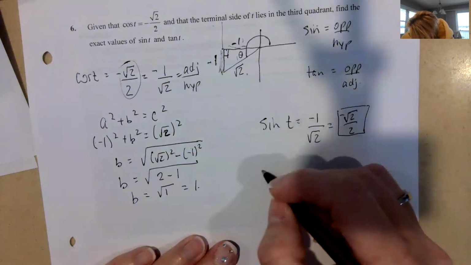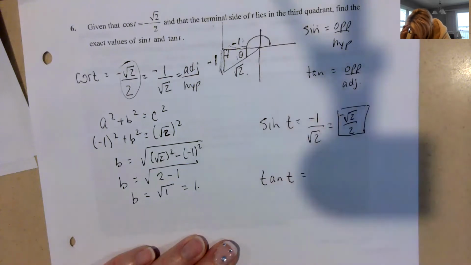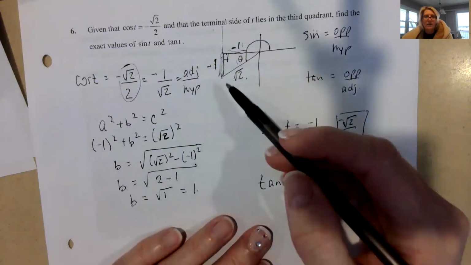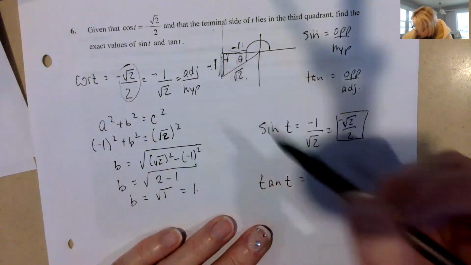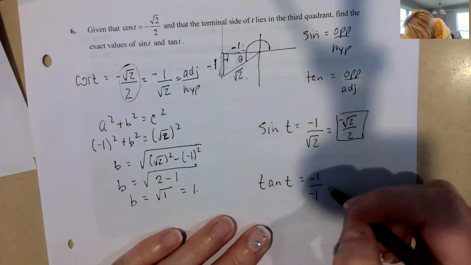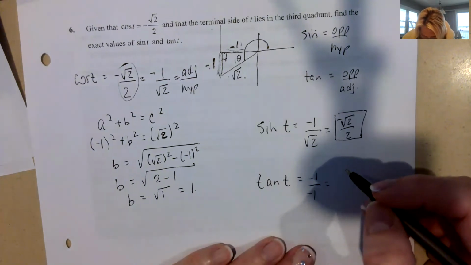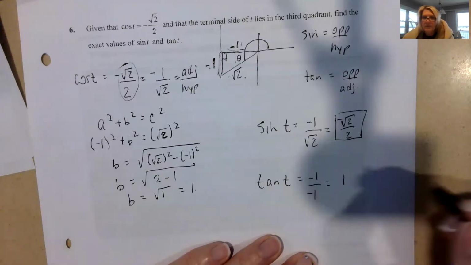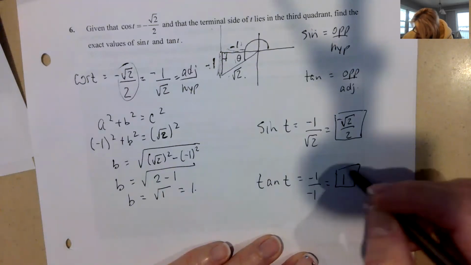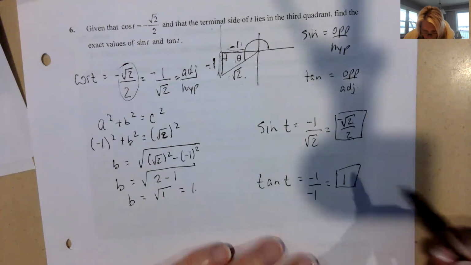Tangent t is the opposite over the adjacent. For that one, we don't even need to get the square root of 2 involved. It's just the opposite, negative 1, over a negative 1. So that should just be a positive 1. So sine t is the negative square root of 2 over 2, and tangent t is equal to 1.